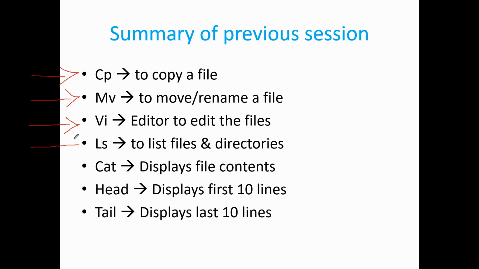Then we spoke about the ls command, which is used to get the list of all the files and directories in a given path. Then we spoke about the cat command, which is going to display the file contents. But the problem with the cat command is it will display everything from a file. Instead of using cat, I would encourage you to use either the head command or the tail command. Head will display the first 10 lines of a file, whereas tail will display the last 10 lines of a file.